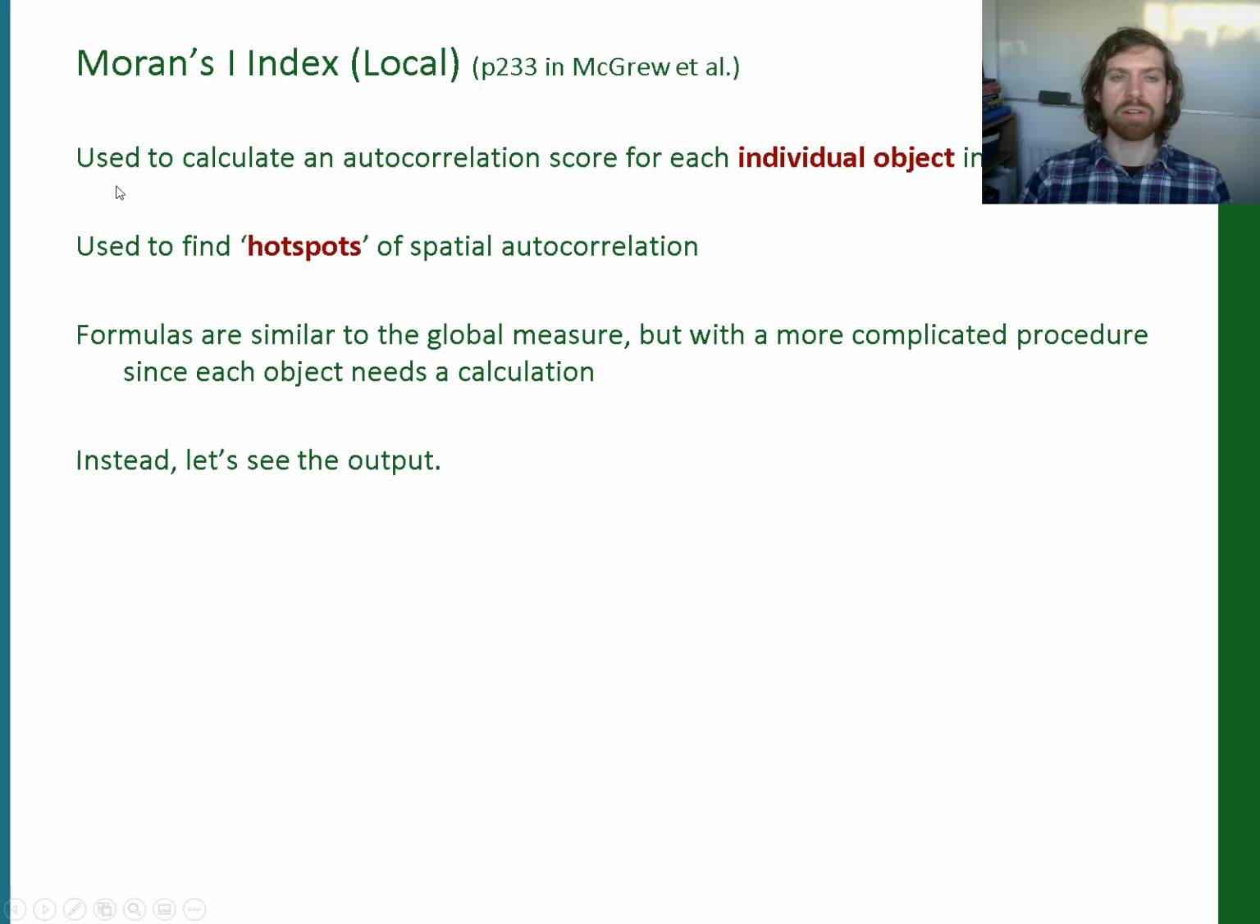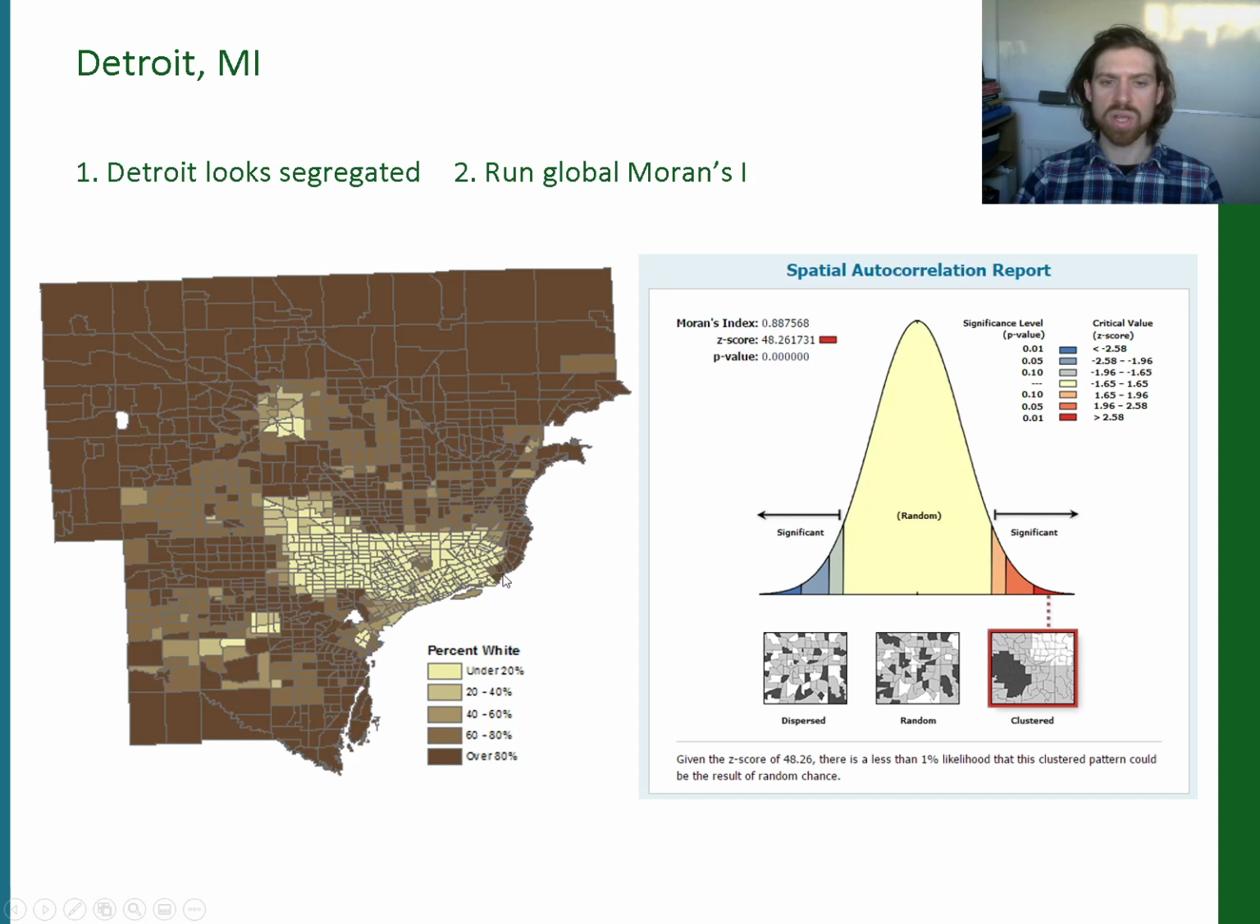So the local variant of Moran's I enables us to calculate an autocorrelation score for an individual object within a data set. So maybe that's a neighborhood or a city within a much larger geographical area, such as a state, for example. And this can provide us with hotspots of spatial autocorrelation. The formulas are similar to the global measures, which we mentioned before, but with some more complicated procedures to apply to each local object. So let's just focus on the output.